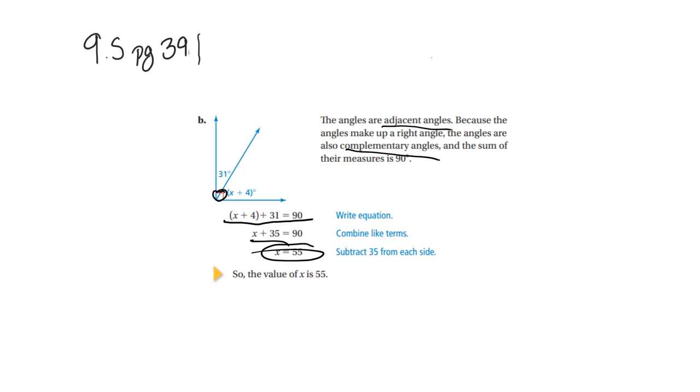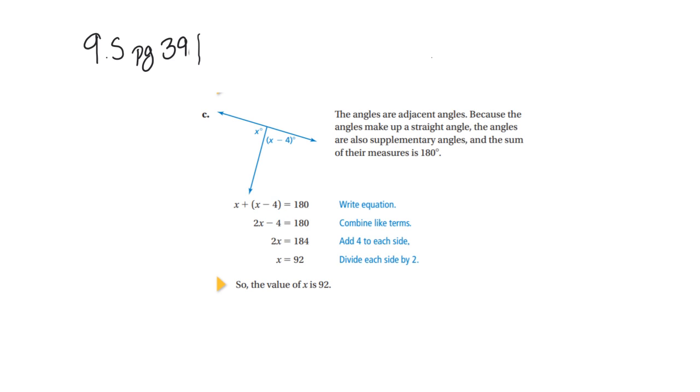We'll do another. So let's look at this one now. Same thing. So these angles are adjacent because they come together to one point, right? So they're adjacent, that's that one point. But they're also supplementary because they come together to equal 180 degrees. Because remember, 180 degrees is a straight line. So you should have adjacent and supplementary angles.